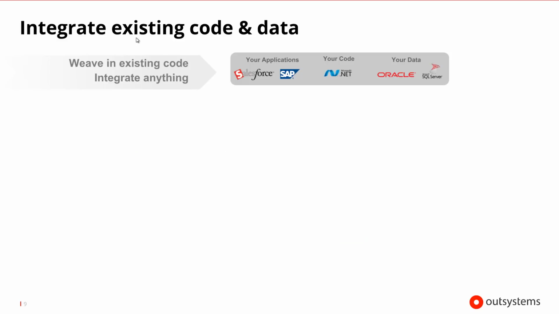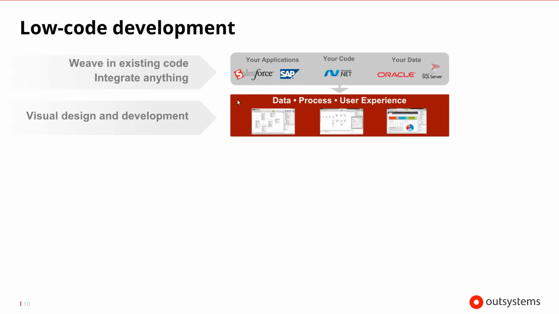So the first capability, which is very important, is the ability to integrate existing code and data. So we can use any of our existing applications, existing code, or existing data that might be in external systems, and we have the capability of importing and integrating that information inside of the OutSystems environment. Once those resources are integrated, they can be used inside the visual design and development environment, where we have the capability of looking at different data, business logic, and user interfaces, all inside of a low-code development environment.